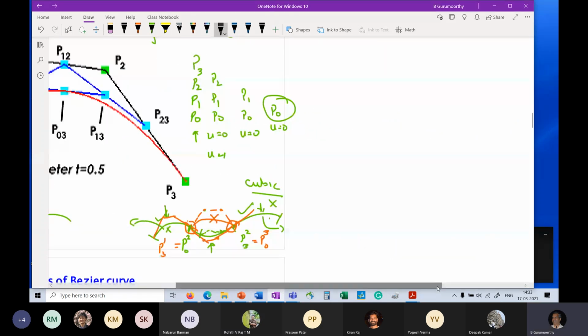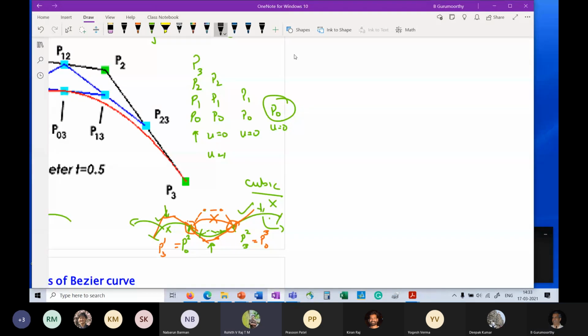Sir, did the previous CAD softwares use the Bezier curve? Yes, there is a historical relevance to this. The most popular CAD package, CATIA, was originally written on the basis of Bezier curves. Now, of course, they may also have changed, but this is originally supporting only Bezier curves.